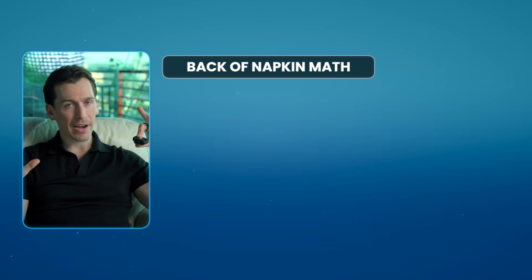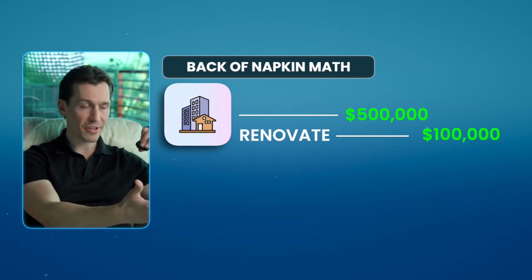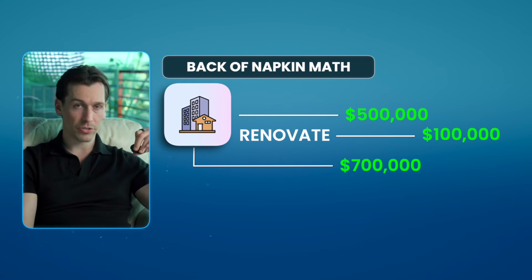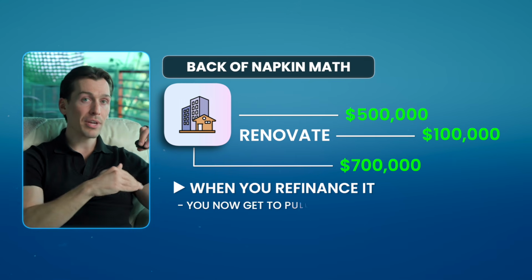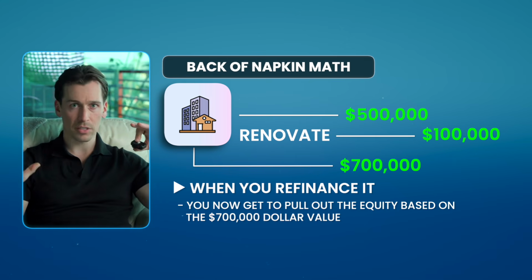So for back of napkin math, if you bought the property at $500K, you renovated it, you put $100,000 in, now it's worth $700,000. So when you refinance it, you now get to pull out the equity based on the $700,000 value. Now, obviously this is just very generalized, but what that allows you to do is then pull cash out of the property. It still runs as a cash flowing unit. You take that capital, you put it in your next property, and it allows you to keep scaling.